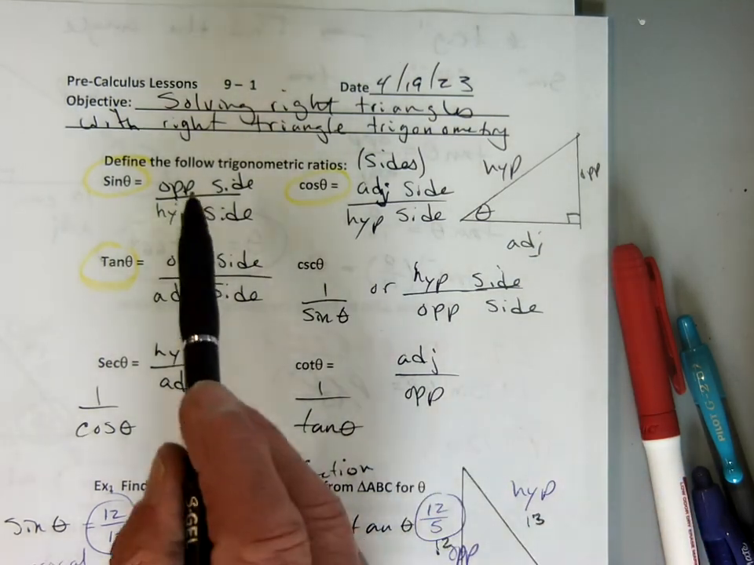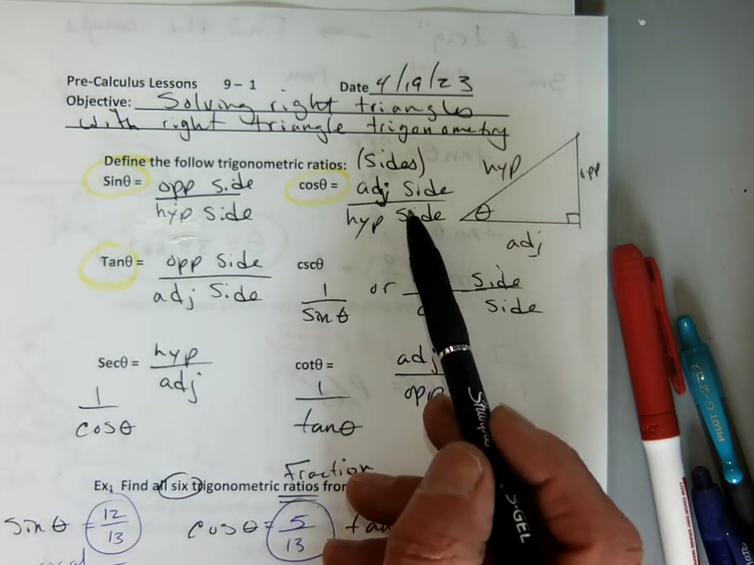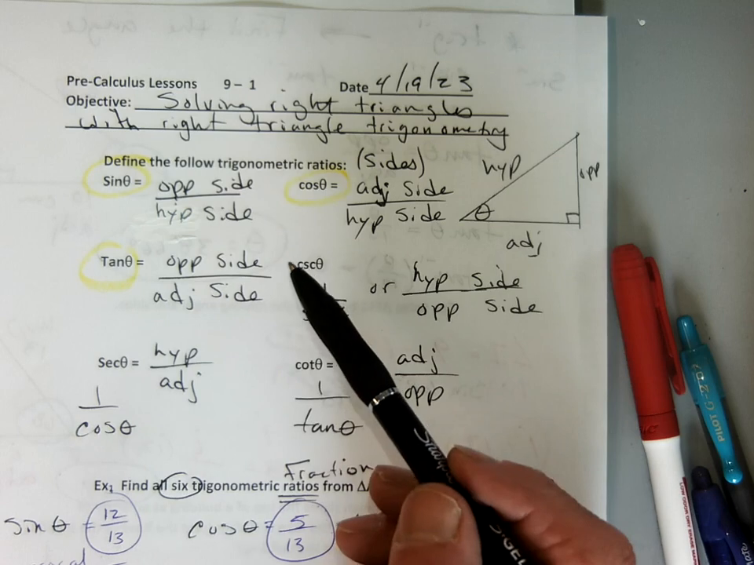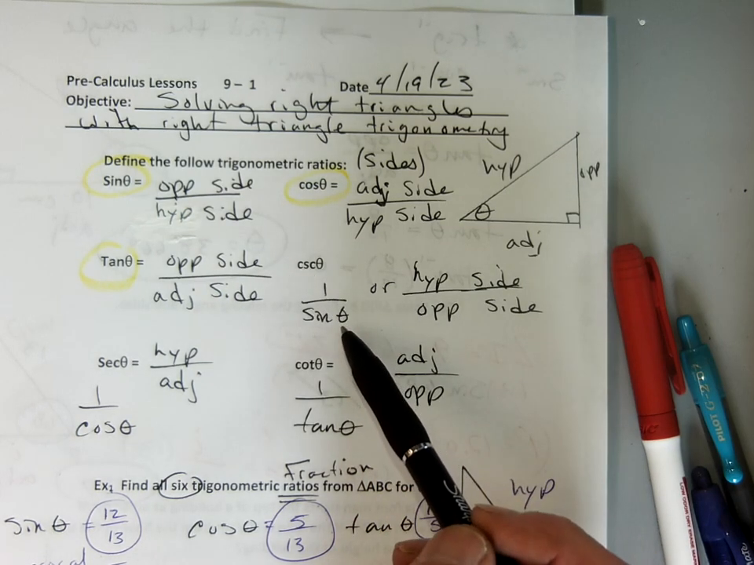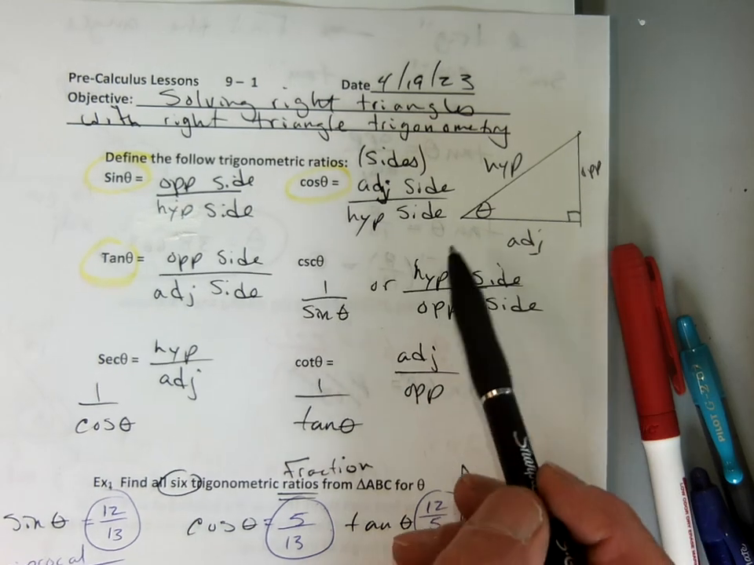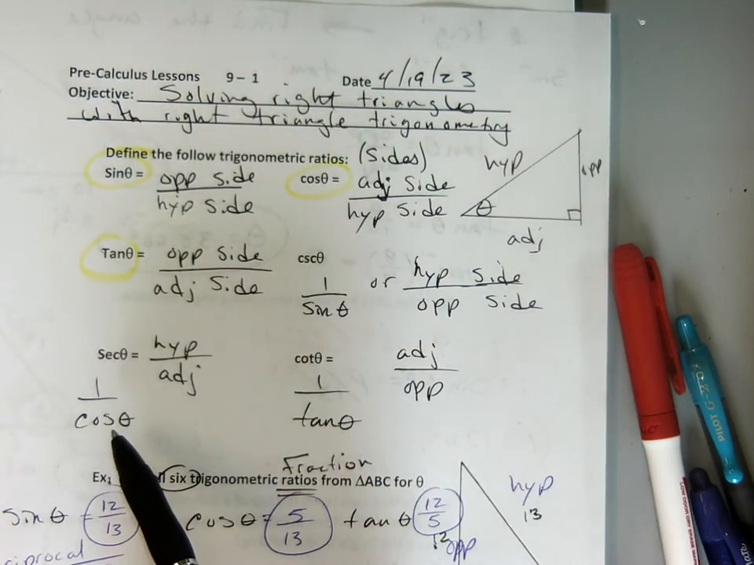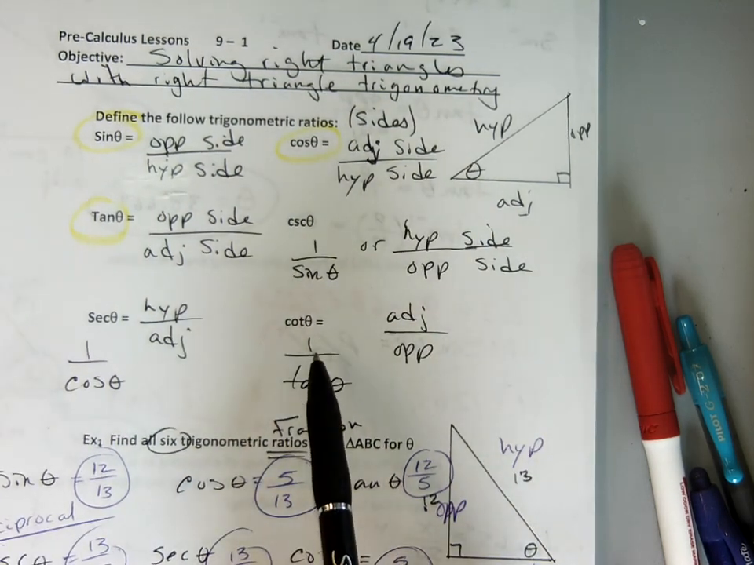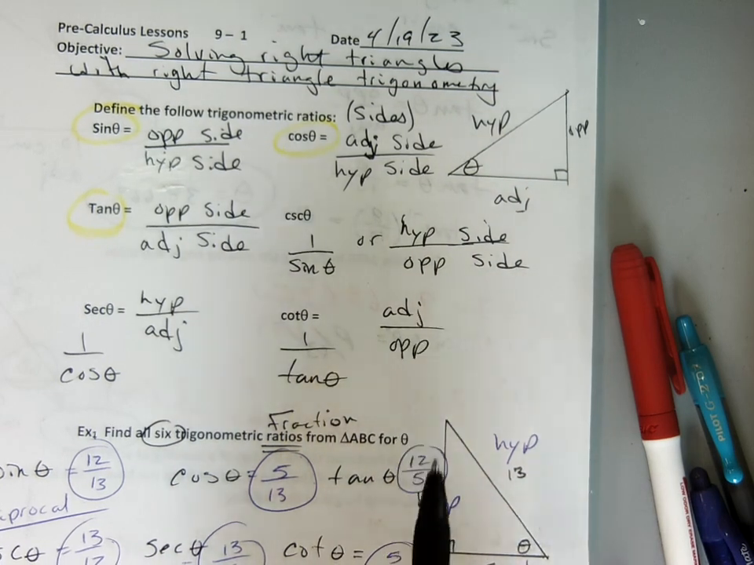So sine is the opposite over the hypotenuse. Cosine is the adjacent side over the hypotenuse. So ratio of sides. Tangent is the opposite over the adjacent. Then we have cosecant, which is kind of new, which is the reciprocal. It's one over sine. Cosecant is the hypotenuse over the opposite. We have secant, which is the reciprocal of cosine, which is the hypotenuse over the adjacent. We have the cotangent, which is the reciprocal of tangent, which makes it the adjacent over the opposite, okay?